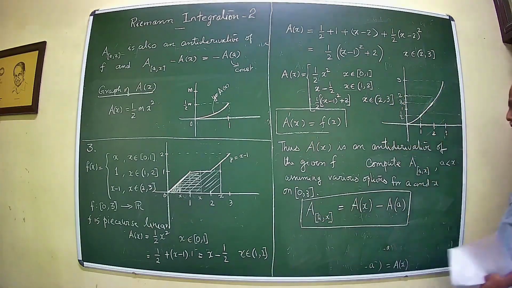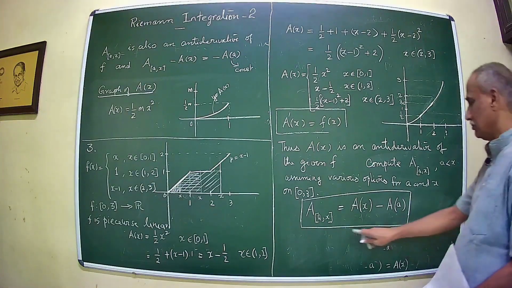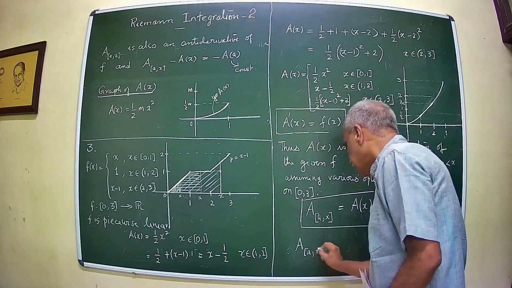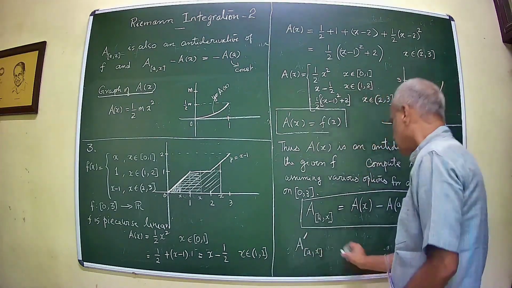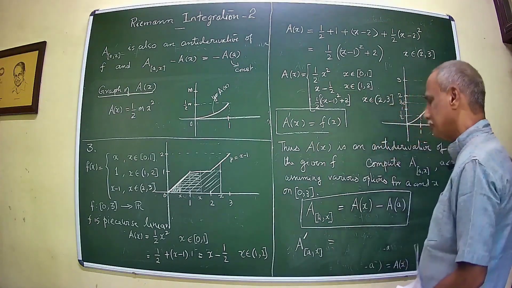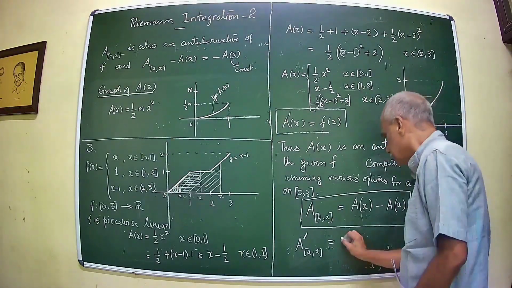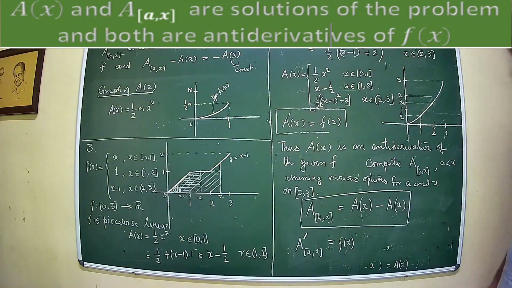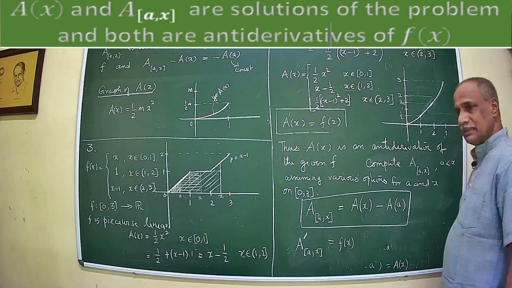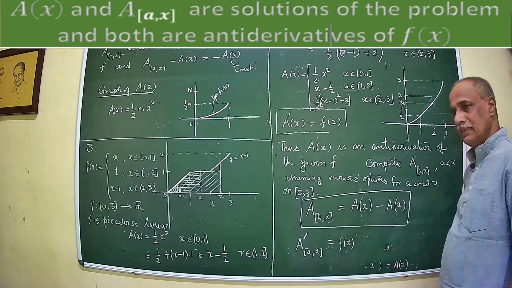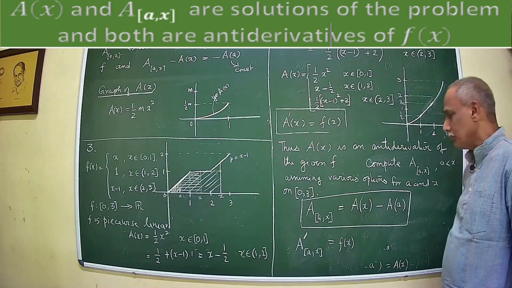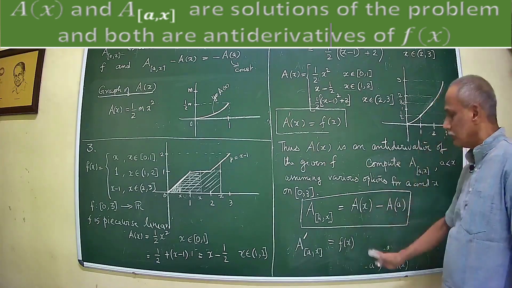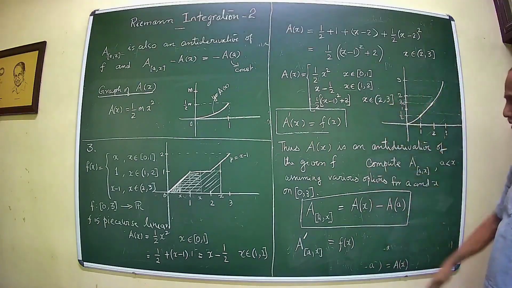Okay. Once again, you see that in all of these cases, the derivative is equal to f(x). In other words, A(x) for a fixed a is going to be another solution of this equation, or an antiderivative corresponding to the function f. This is what we have to do. So that's the third example.